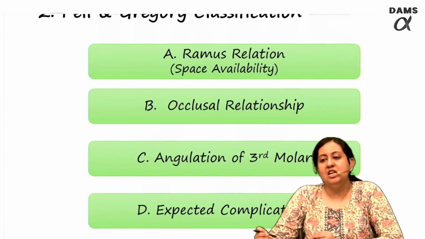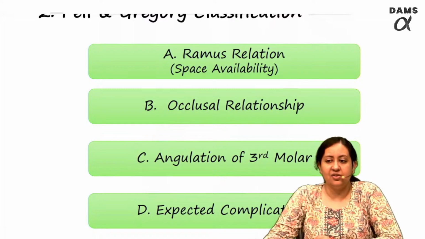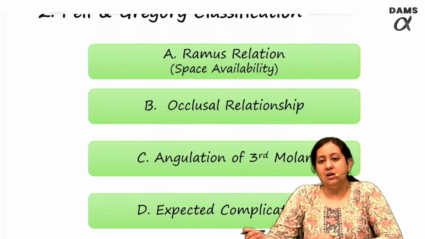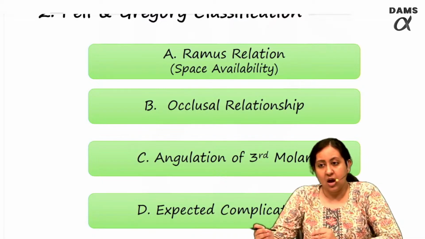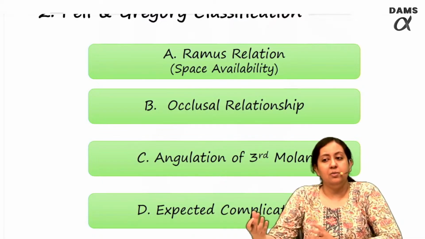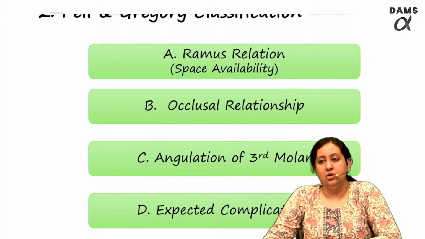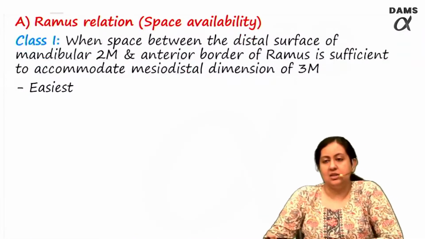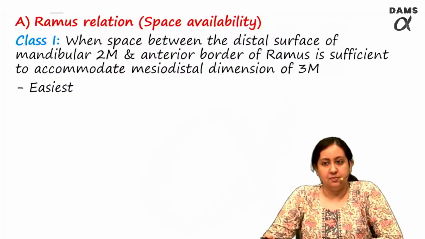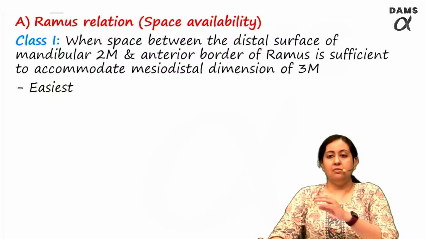So students, please be thorough with your Pell-Gregory classification. It is very important. In the next class, when we see scoring of difficulty index, then also you have to be thorough with your Pell-Gregory classification. Only then will you be able to score your tooth. Okay, so let us start. The first thing, Ramus relation.